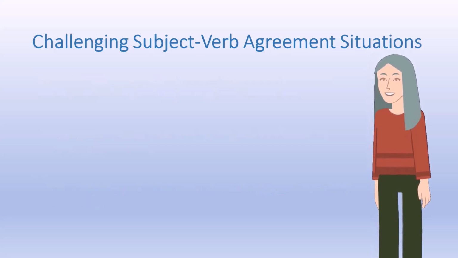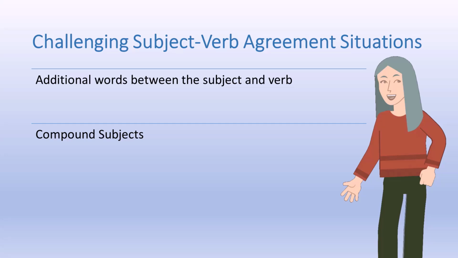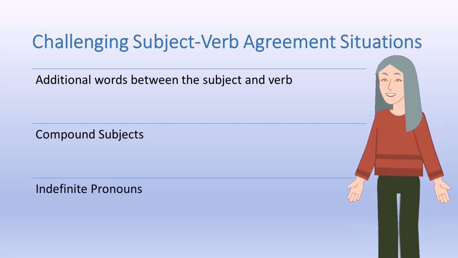There are 3 challenging situations to watch out for. The first situation is when there are additional words between the subject and the verb. The second situation is when there is a compound subject, meaning more than one subject. And the third situation is when the subject involves an indefinite pronoun.